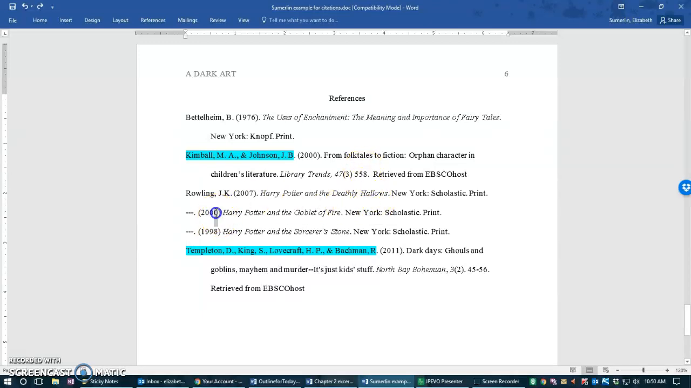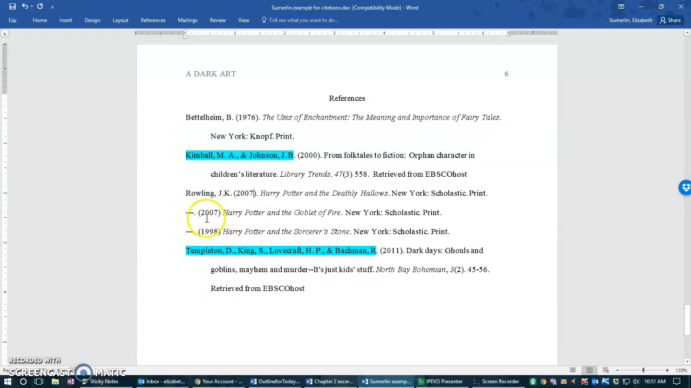If they were written in the same year, so for instance, she was just really good and she wrote Deathly Hallows and Goblet of Fire in 2000, one of them is A. One of them would be B. So that you can differentiate between Rowling 2007 A, I'm talking about this book, Rowling 2007 B, I'm talking about this book. You can do the same thing if you have an author for two different articles.